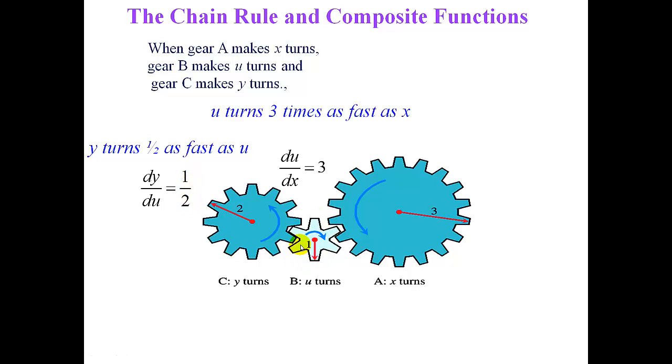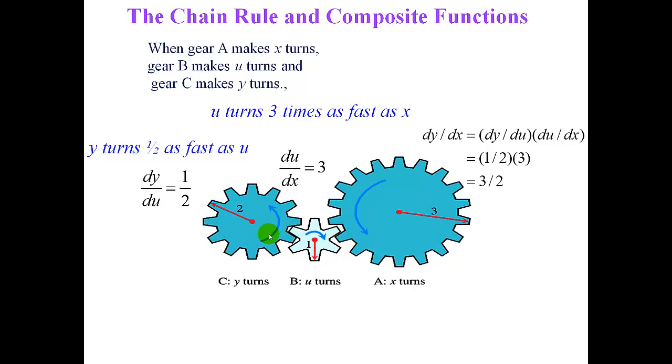The gear in the middle turns 3 times as fast as X. So du/dx, the relationship between U and X, is equal to 3 over 1, or 3, because B is going to make 3 turns in the amount of time it takes A to make 1.